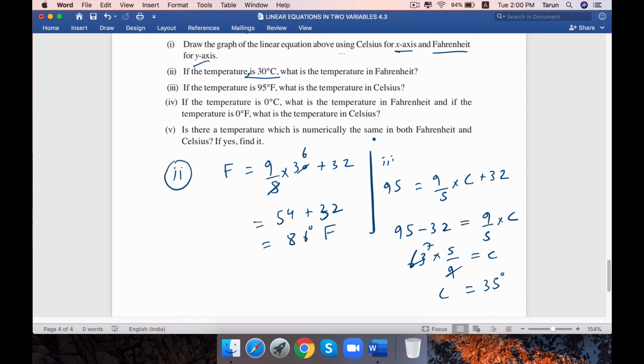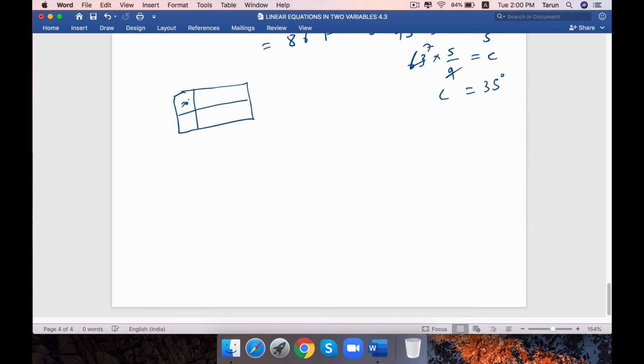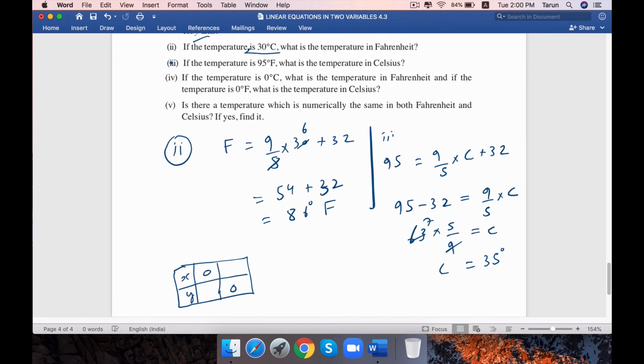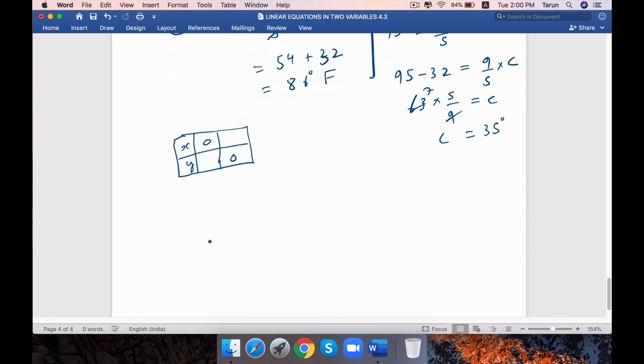Moving to part 4, if the temperature is 0 degree, what is the temperature in Fahrenheit? When x is 0, what do we get? When y is 0, what do we get? So let's get started on this. Now first is 0 degree Celsius. So we will get F is equal to 9 upon 5 into 0 plus 32, which we had solved earlier. So we will get 32 degree Fahrenheit.